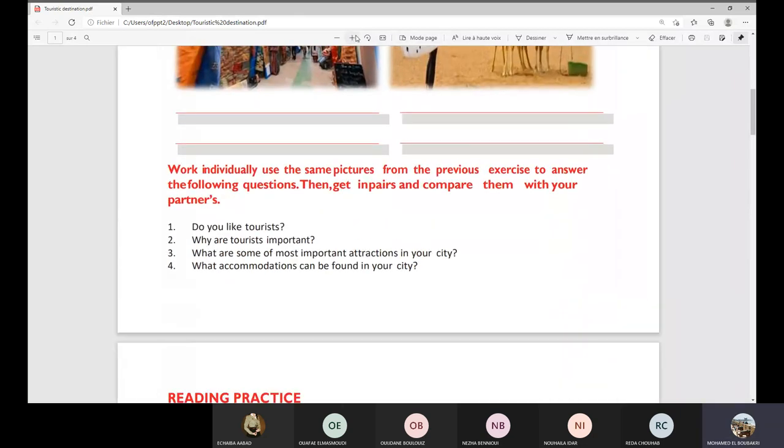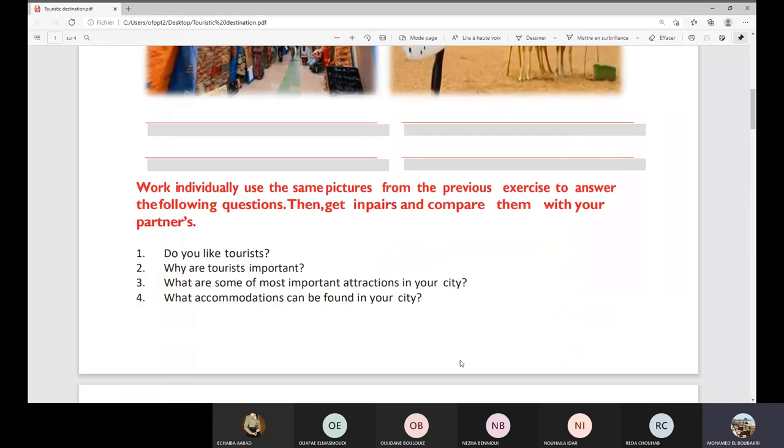You did well, guys, because most of your answers are okay. Let's pass to the coming activity now. One of you to read the instructions. Anyone? Go ahead, quickly. Work individually. Use the same pictures from the previous exercise to answer the following questions. Then get in pairs and compare them with your partners. One, do you like tourists? Two, why are tourists important? Three, what are some of the most important attractions in your city? Four, what accommodations can be found in your city?